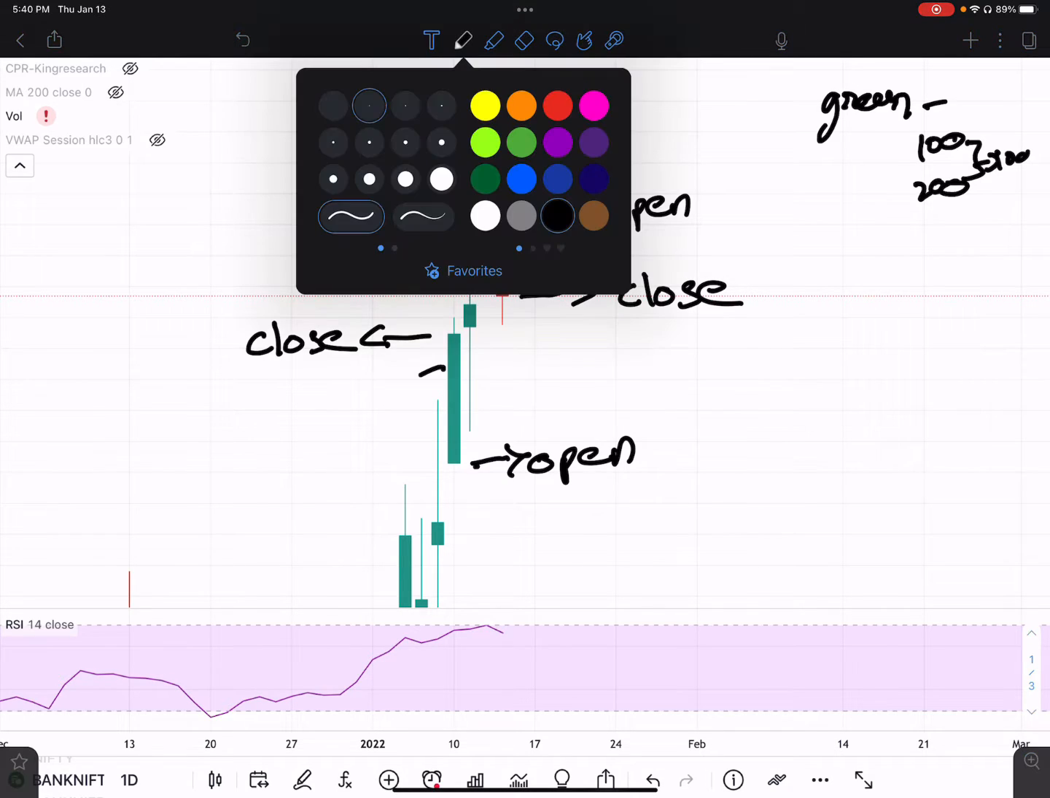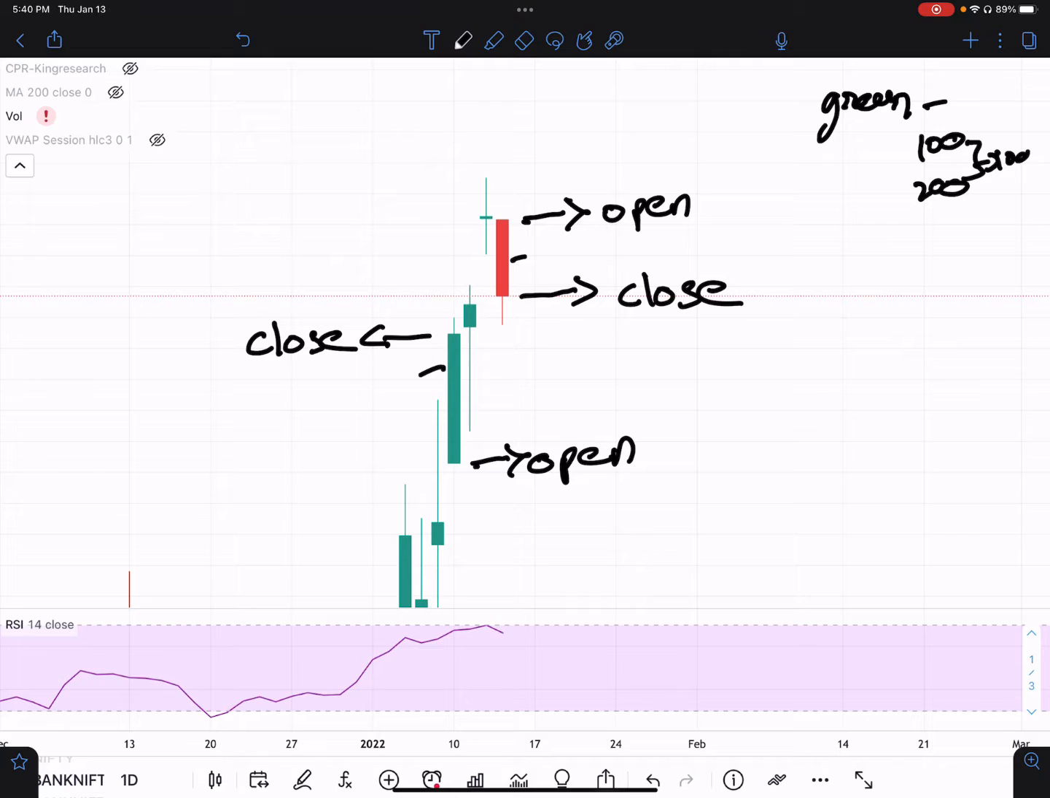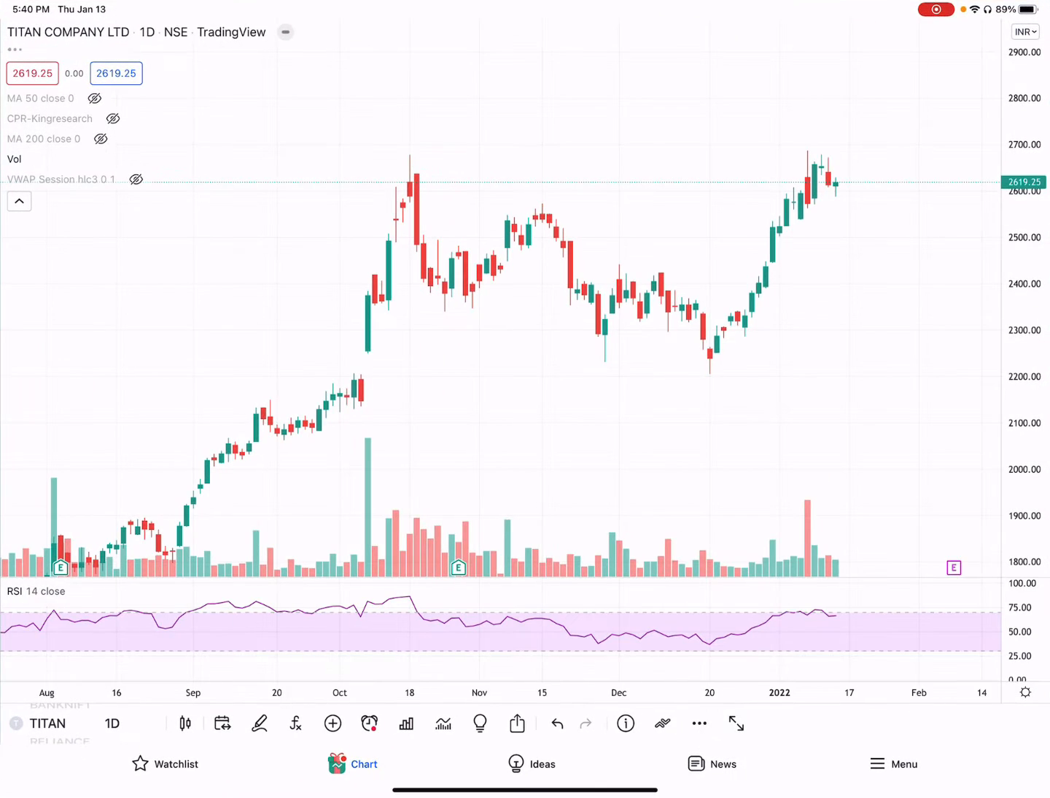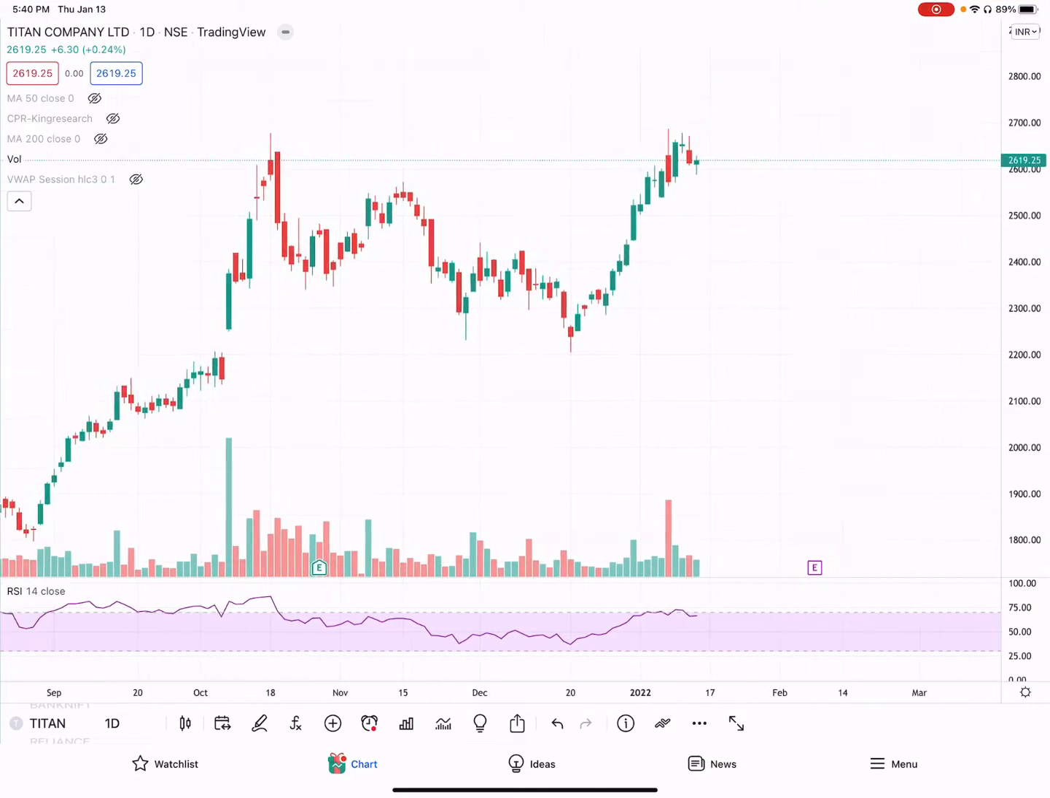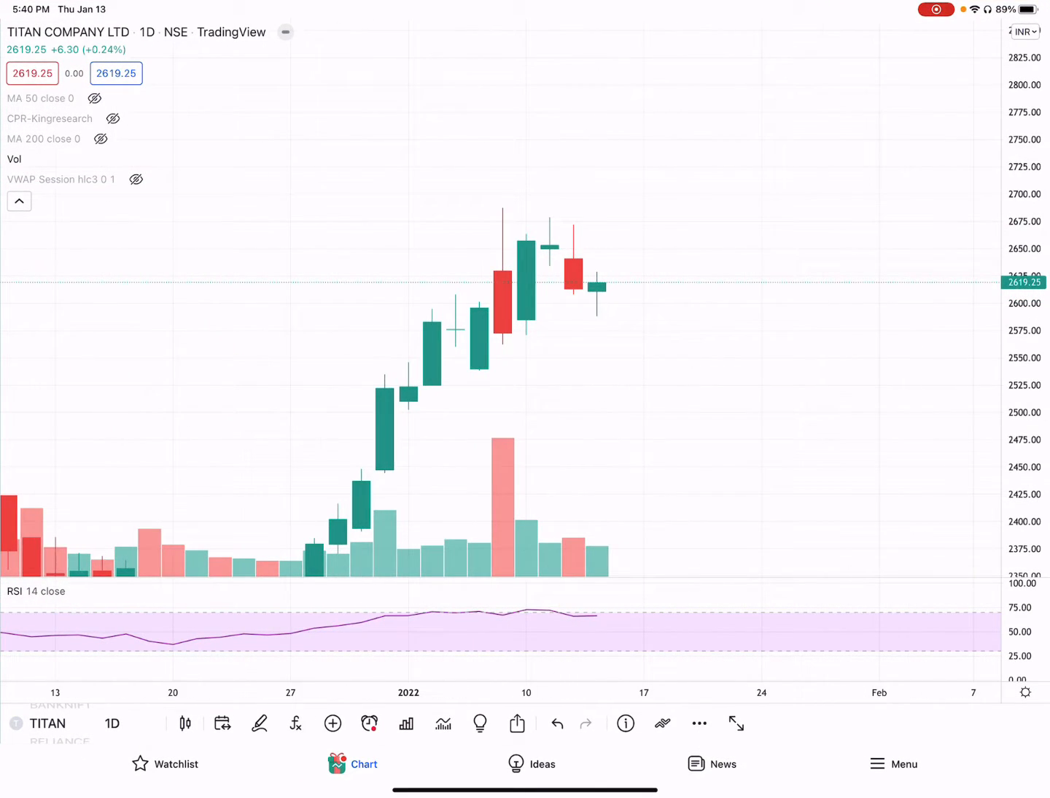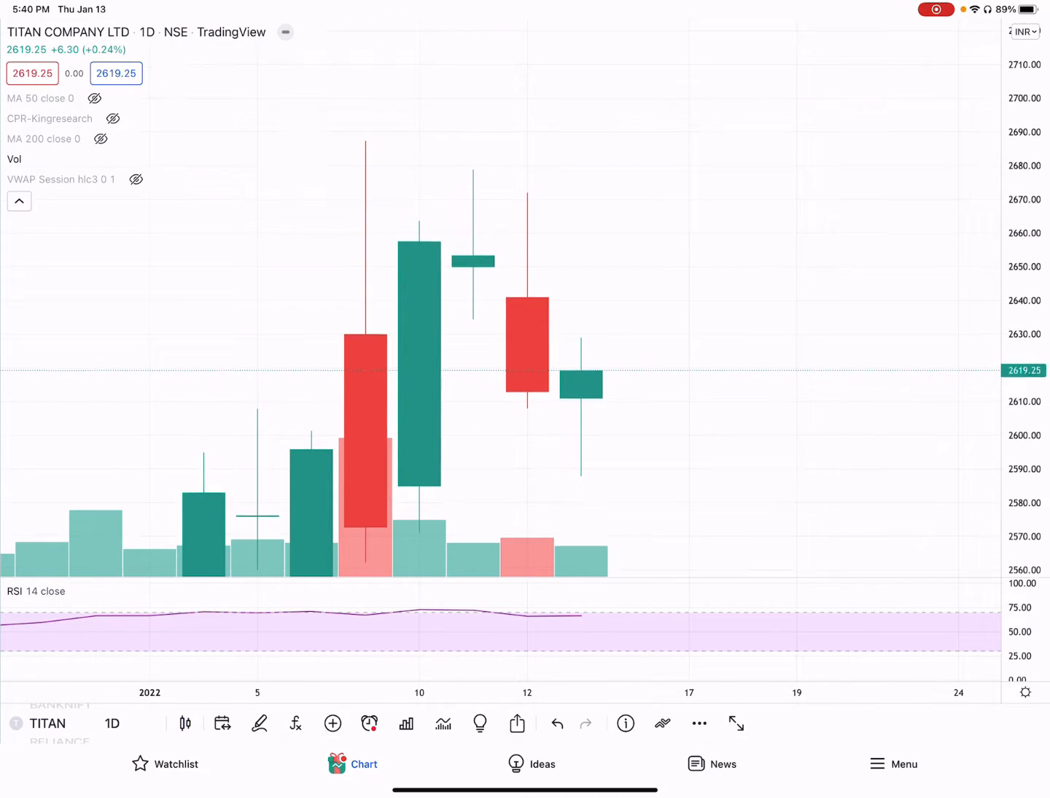Just as an example, I'm saying that's green, and for red, it opens at 200 and closes at 100, and the loss would be 100. That just represents red. How a candle works is this is the open and this is the close for a red candle. I can show you another example, over here, the Titan stock.